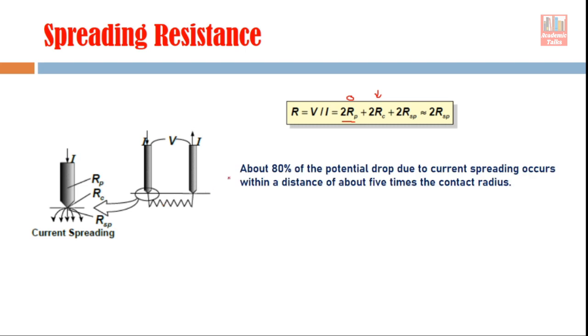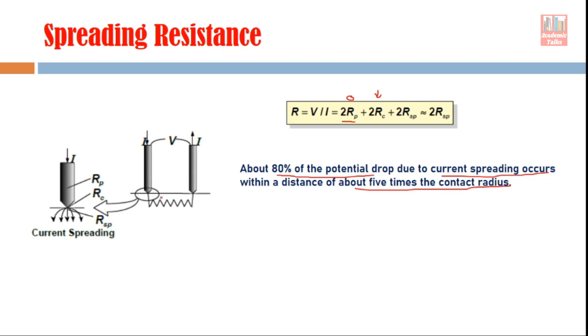Now, mainly if you see this spreading resistance, 80% of the potential drop due to this current spreading occurs within a distance of about 5 times the contact radius. And in the last slide, we saw one example that the contact radius is about 1 micrometer. It means if it is 5 times, within a distance of about 5 micrometer, the spreading resistance will drop.